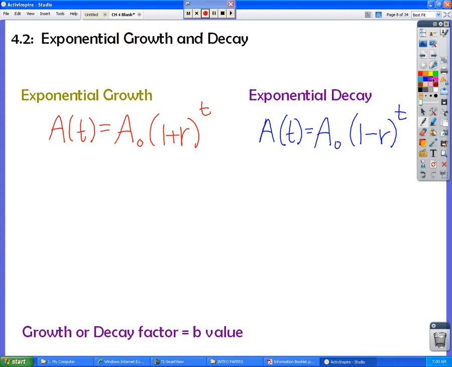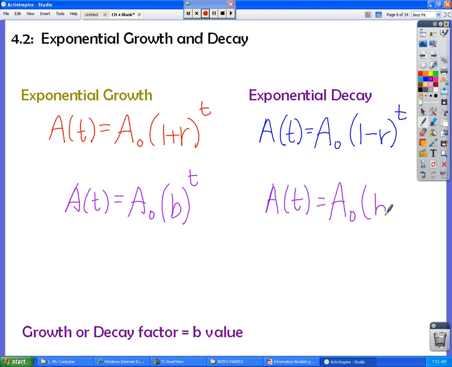When we talk about basic exponential growth and decay, we look at something like this, which I believe is the function that your book has. And they look exactly the same. The only difference is that for the growth model, your b value is greater than 1, and for the decay model, your b tends to be between 0 and 1.